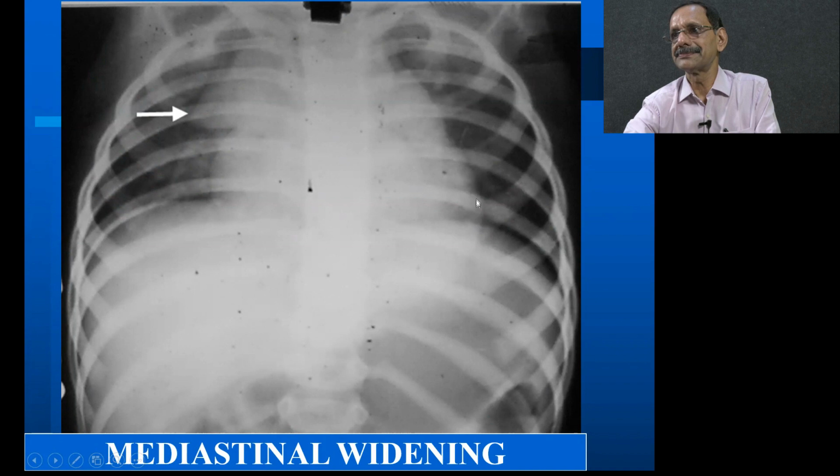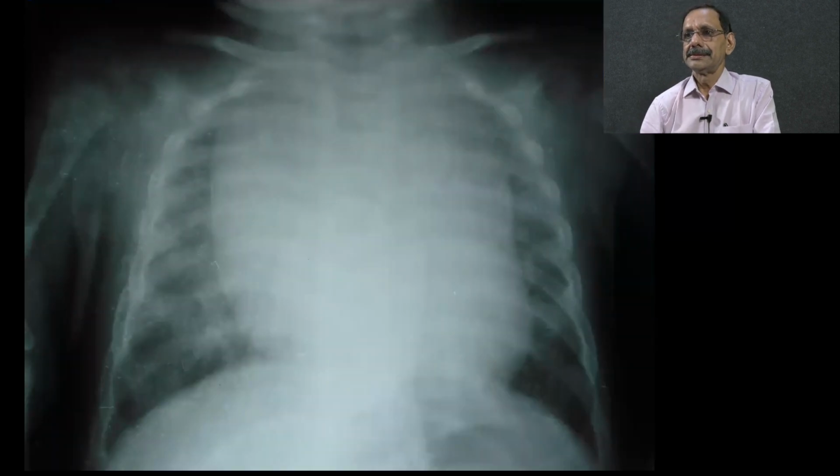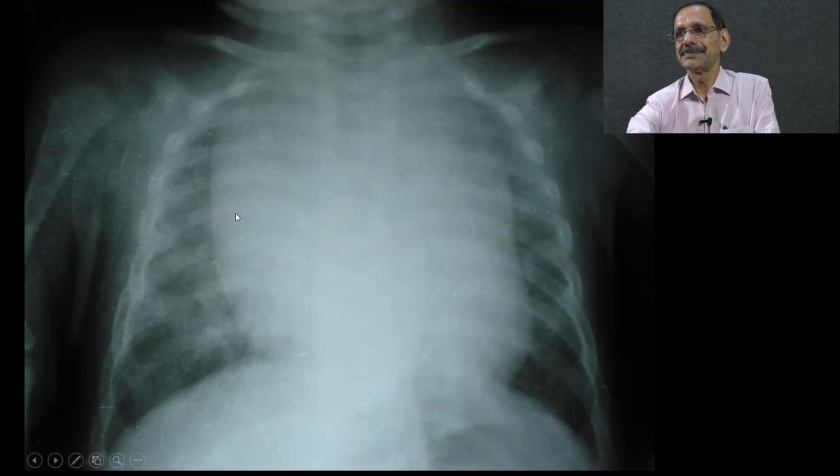Here it is heart. Okay, this is a big mediastinal shadow, and we are not really seeing any waviness. It appears to be a clear line. So it is more likely that it is a mediastinal mass.